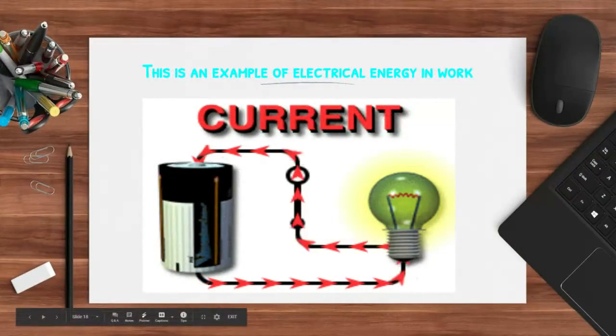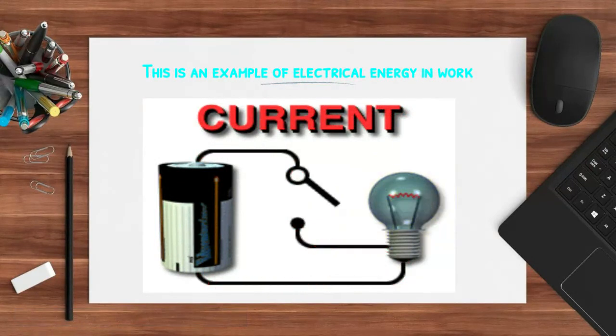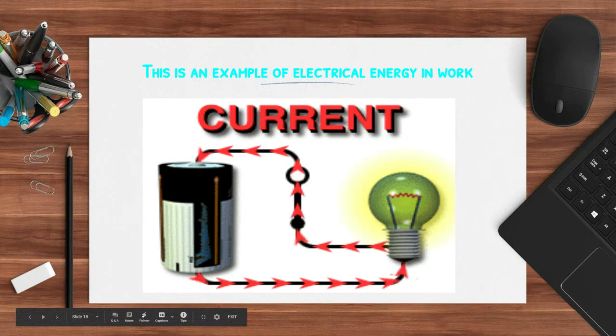This is an example of electrical energy in work. When the circuit is turned on, the chemical potential energy in the battery converts into electrical energy, and in the bulb, electrical energy converts to light energy.